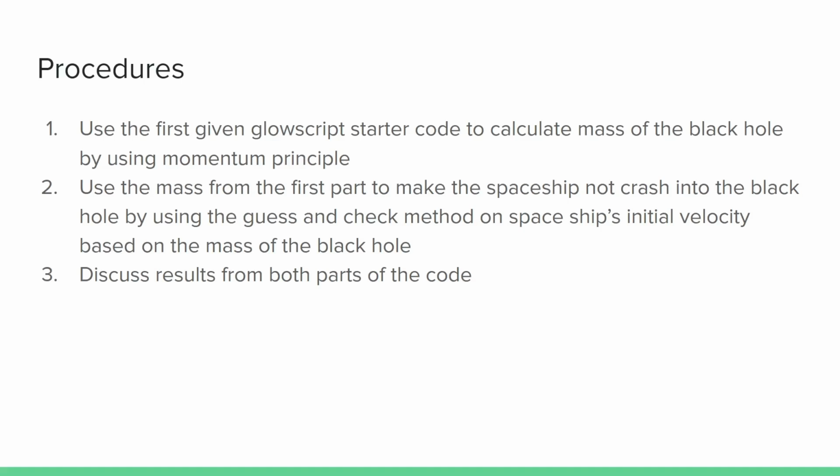Procedures. I first use a given glow strip starter code to calculate the mass of the black hole by using the momentum principle to divide that into perpendicular and parallel net force. And then I use the mass from the first part to make the spaceship not crash into the black hole by using the guess and check method on the spaceship's initial velocity based on the mass of the black hole. Then we discuss the results from both parts of the code.